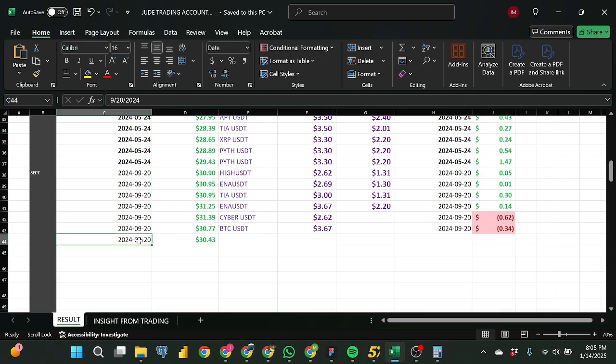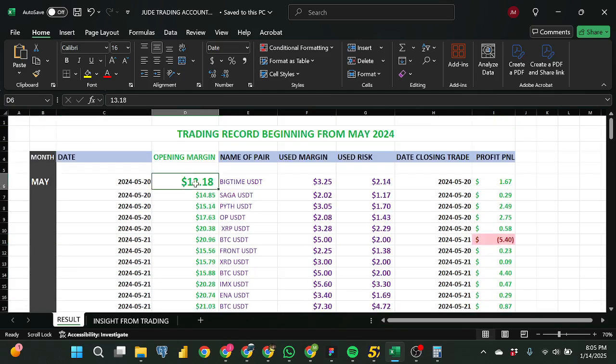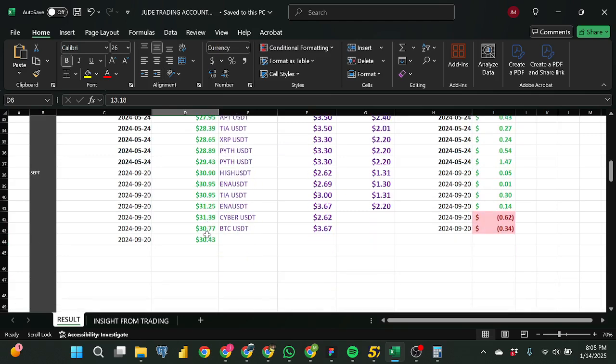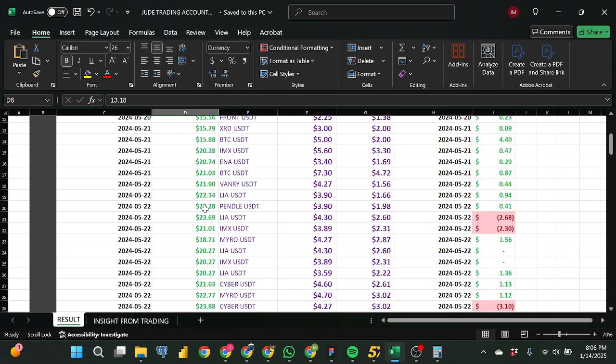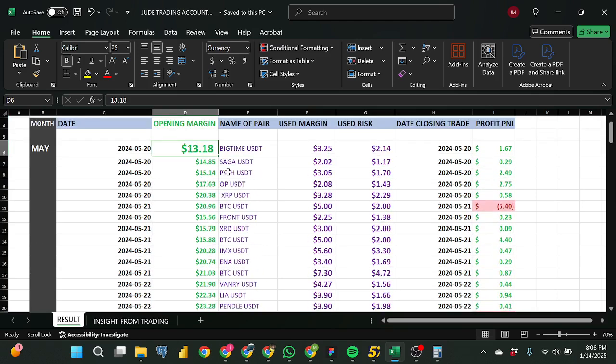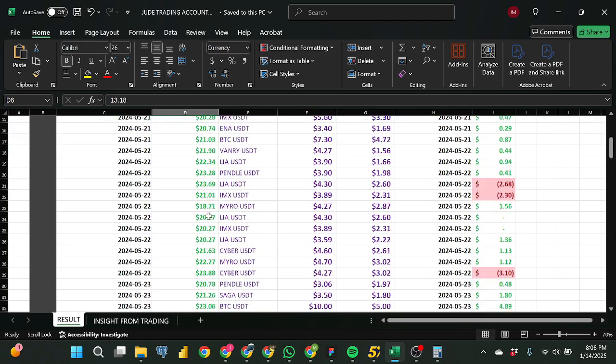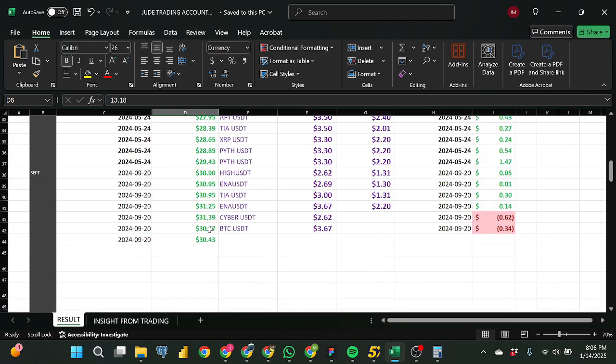By September of 2024, that is May, June, July, August, September, 4 months later, I had successfully raised my $13 to $30. Do you understand? $13 to $30, which in 4 months is about 110% growth, because 13 plus 13 is 26, so that is 100% and more.